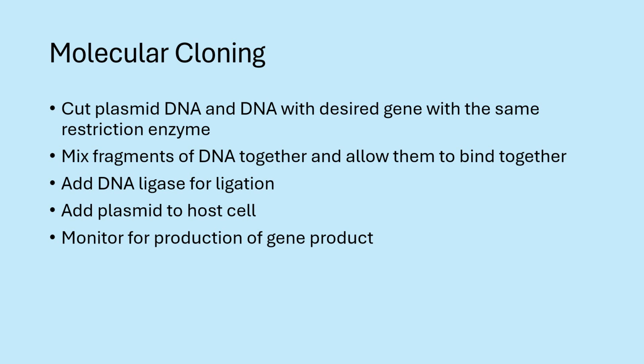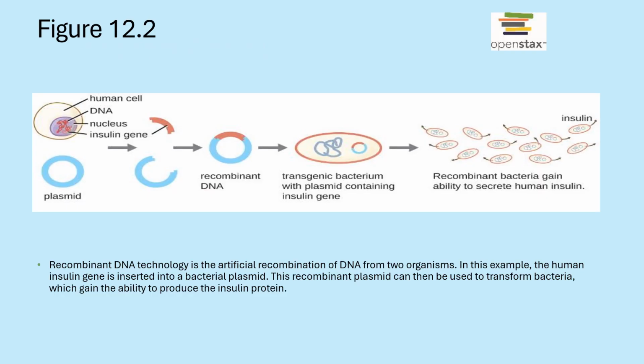You're going to now take that plasmid and add it to the host cell. And you need to have some way of monitoring or observing to see, was it successful in getting it into the host cell? Do you get the product that you want? And so this is just saying, here, in this case, it's a human cell. Here's your DNA. In this case, you removed the insulin gene. So that would be the gene that triggers the production of insulin.